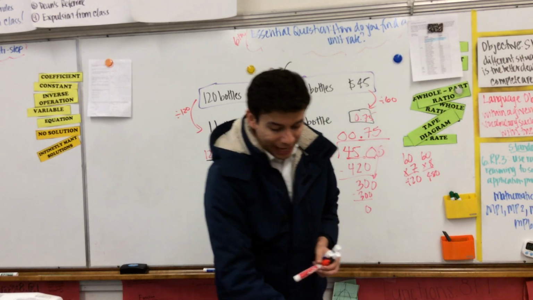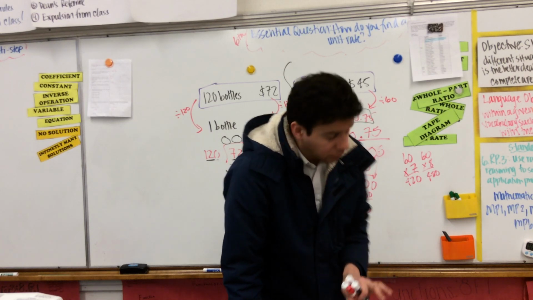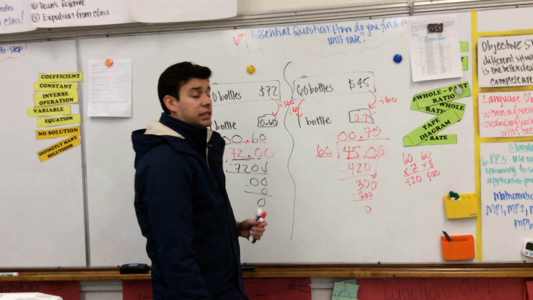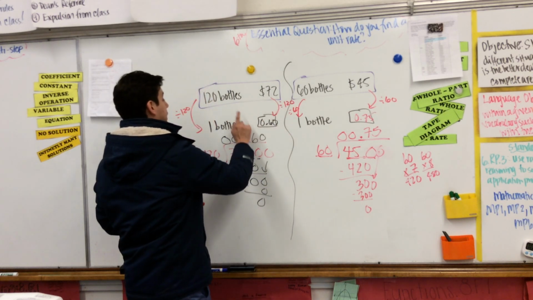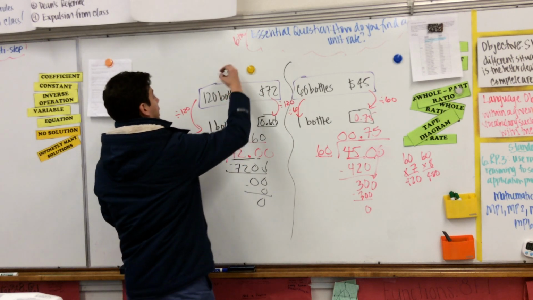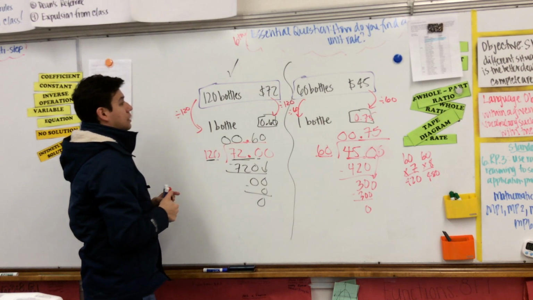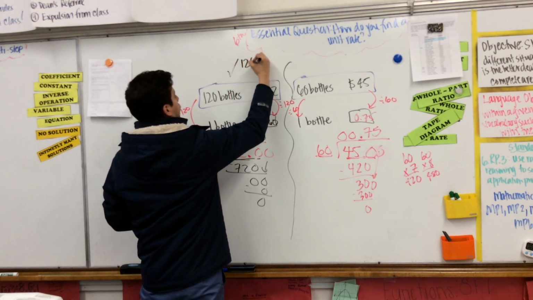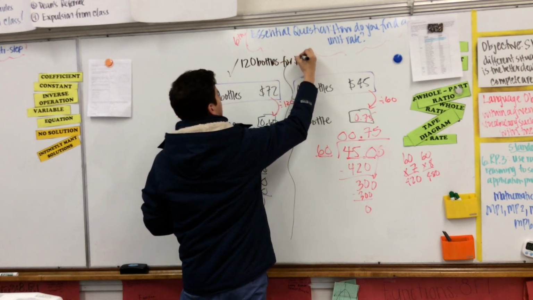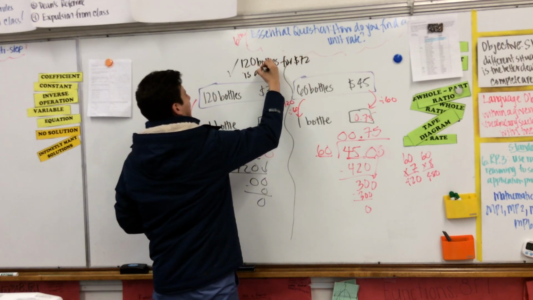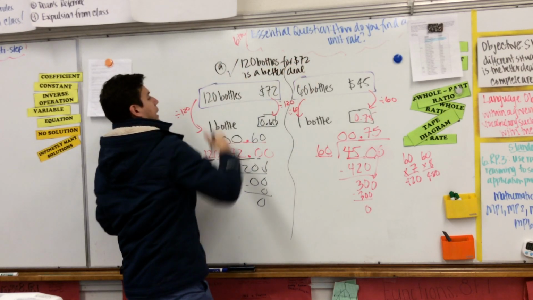So the question's asking you, which one's a better deal? Obviously, the better deal is the store that sells one bottle of water for the cheapest. So the better deal will be this one. So that would be your better deal. In a sentence, you will write 120 bottles for $72 is a better deal. So that's your answer for part A.